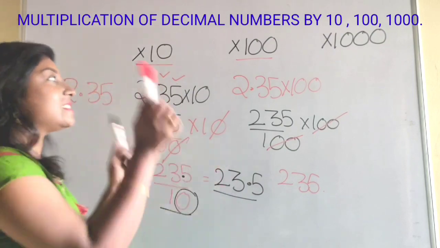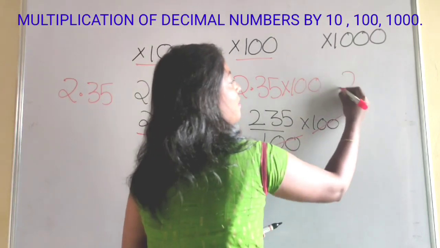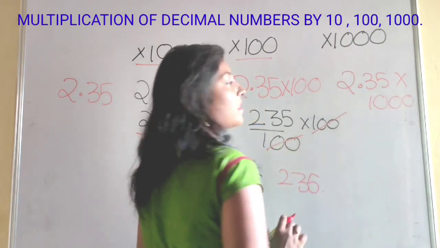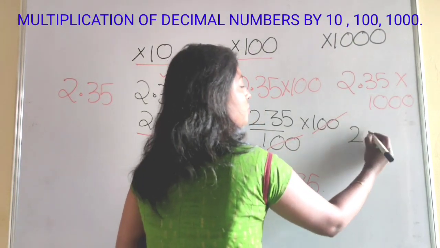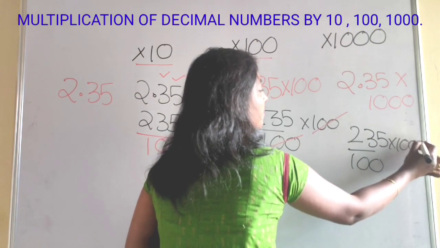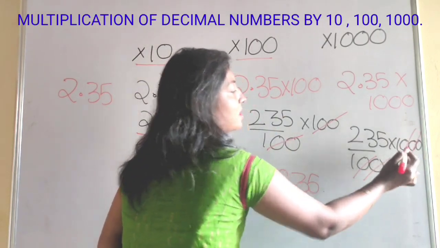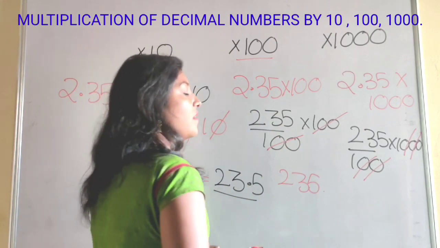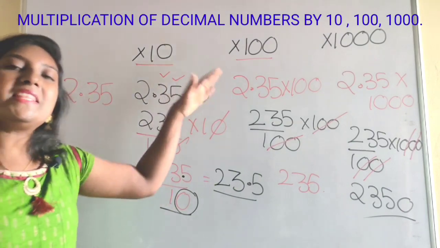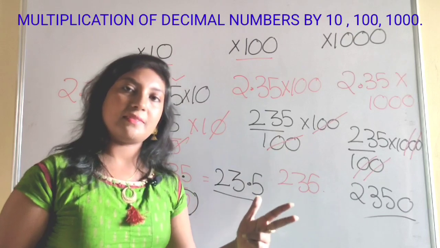Now we are going to see the same example, how we can multiply it by 1000. So take the number 2.35 and I have to multiply this by 1000. So write the number 235 divided by 100 into 1000. So we can cancel 2 zeros. 2 zeros here and 2 zeros here. So we have only one leftover zero. That means our answer is 2350. So in this way we can multiply the decimal numbers by 10, 100 and 1000.